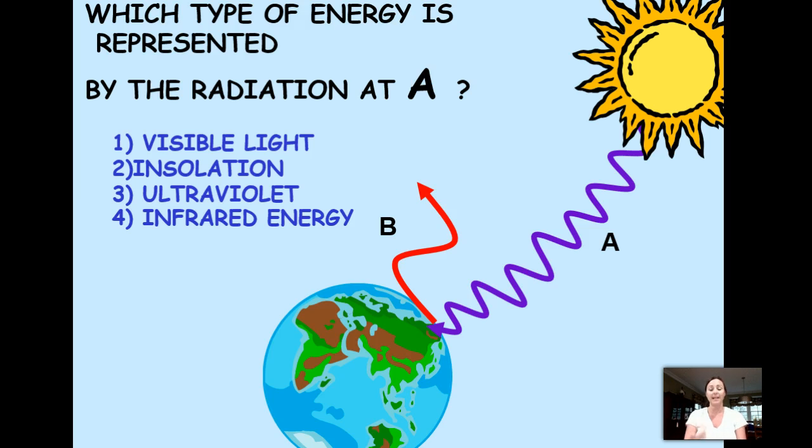In this same picture, now we're asking which type of energy is represented by the radiation at A? Well, that's going to be visible light. It comes in as visible light and it leaves as infrared.